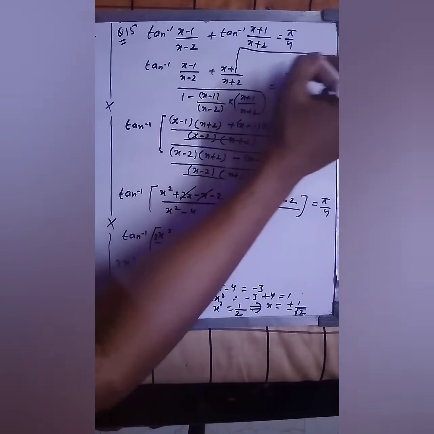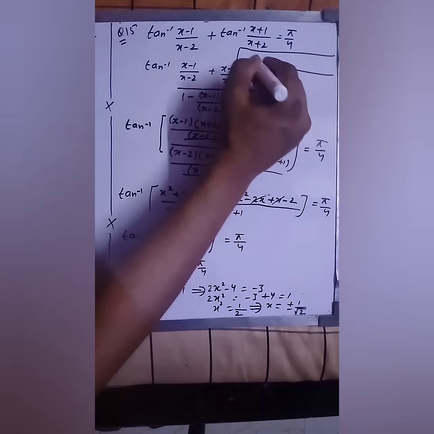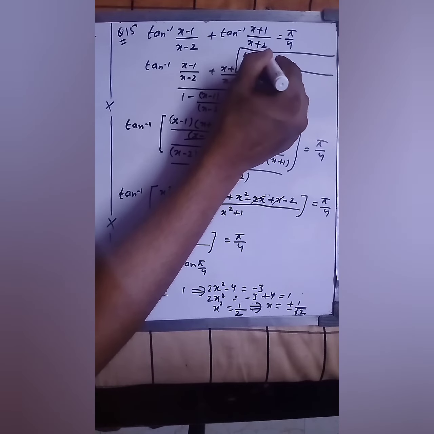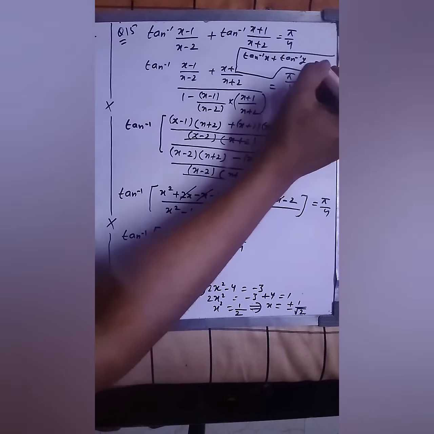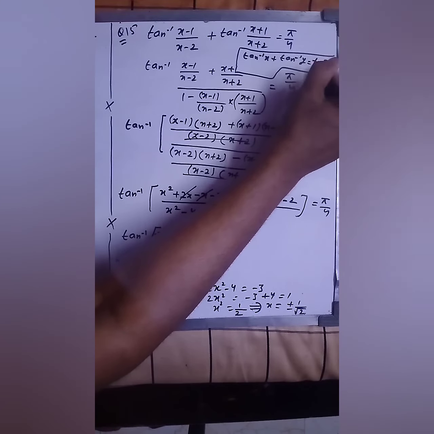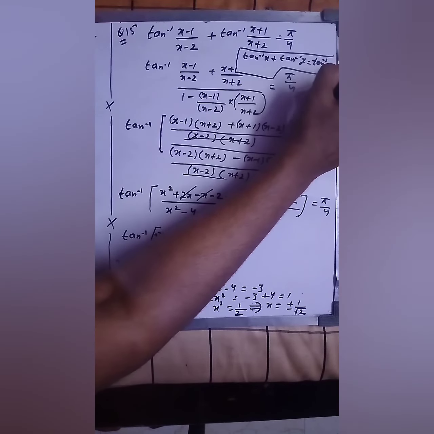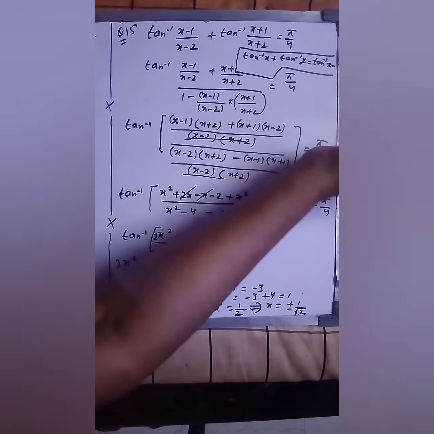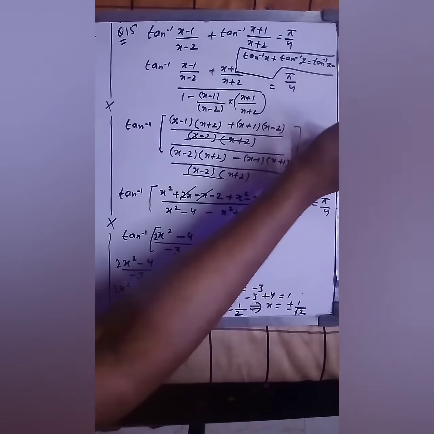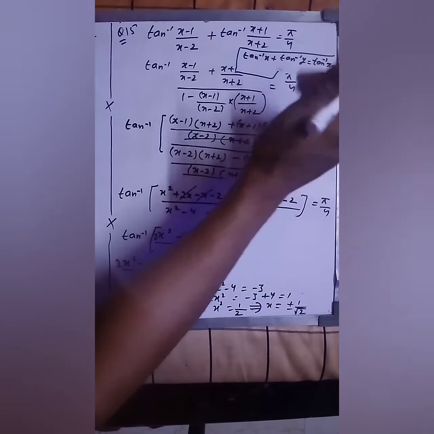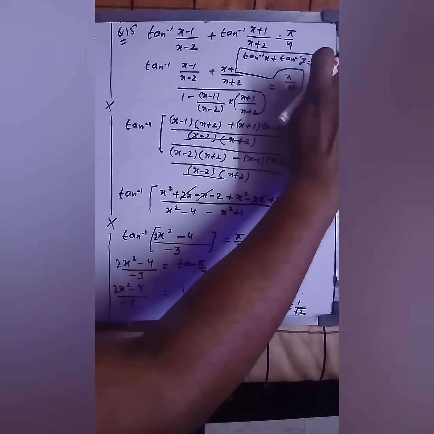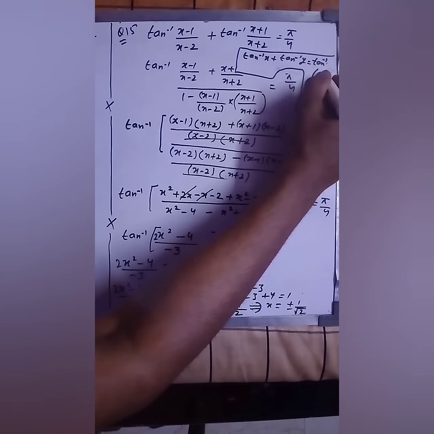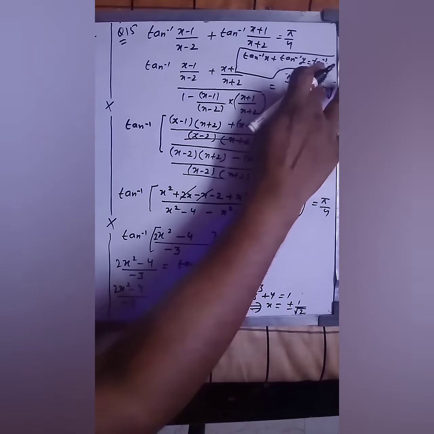See, in this step, I'm writing the formula, that is tan inverse x plus tan inverse y is equal to tan inverse of (x minus y) over (1 plus xy). There is a lack of space here, so I'm writing tan inverse x. This is tan inverse, okay, so the formula is x minus y over 1 plus xy.